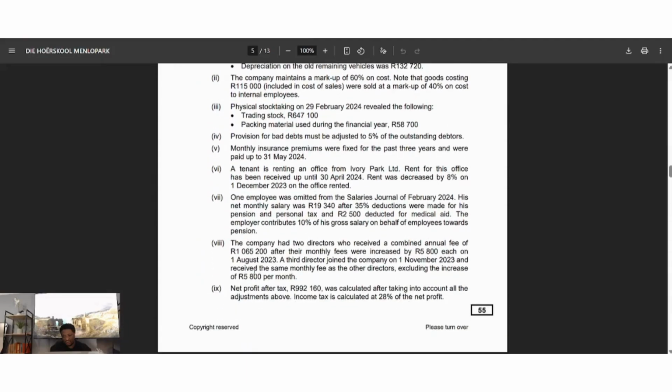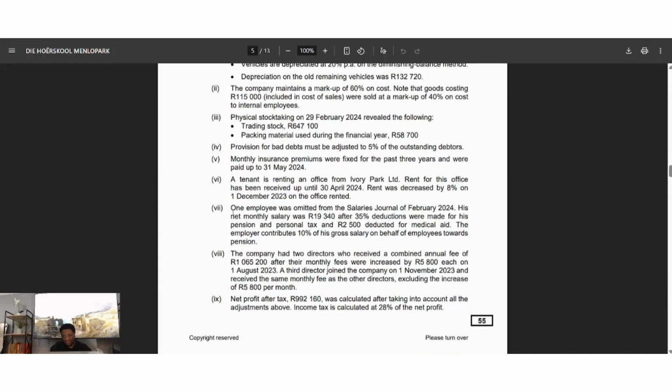Okay, there's the directors and stuff like that. Oh yeah, there's the monthly insurance. So it says monthly insurance premiums were fixed for the past 3 years and were paid up to 31 May 2024. Okay, cool. So they haven't changed, and we've paid until May 2024. And so how many of those months lie outside the financial year? It's basically March 2024, April 2024, and May 2024.